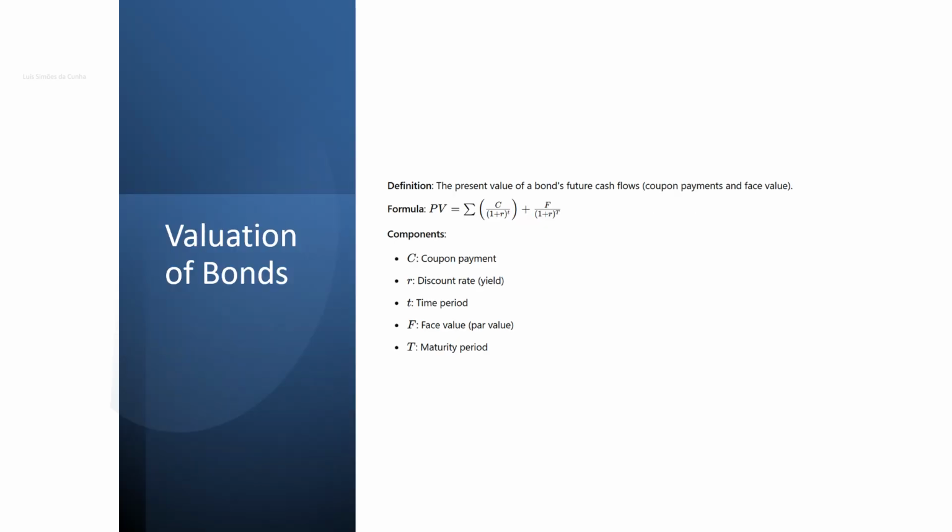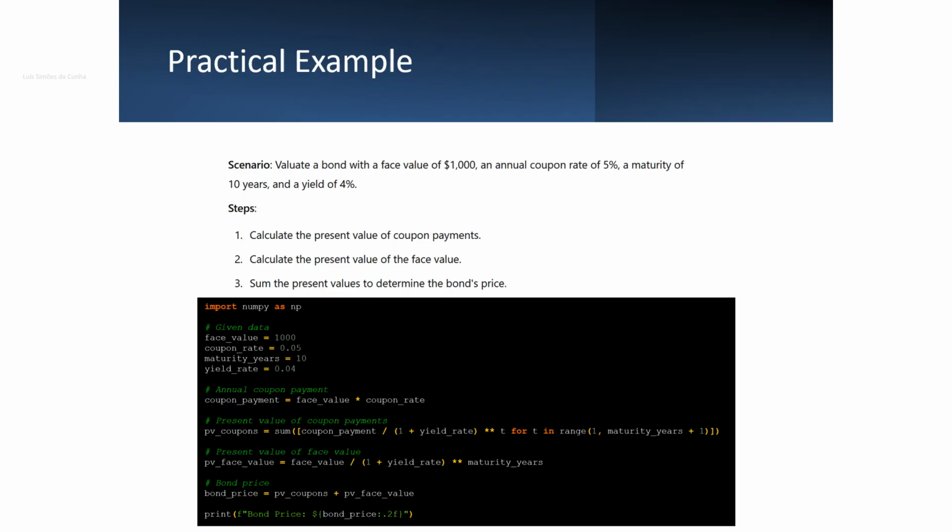The valuation of bonds involves calculating the present value of a bond's future cash flows, which include periodic coupon payments and the face value at maturity. The formula for bond valuation accounts for these cash flows and the discount rate or yield, the time period, and the maturity period. Let's valuate a bond with a face value of $1,000, an annual coupon rate of 5%, a maturity of 10 years, and a yield of 4%.